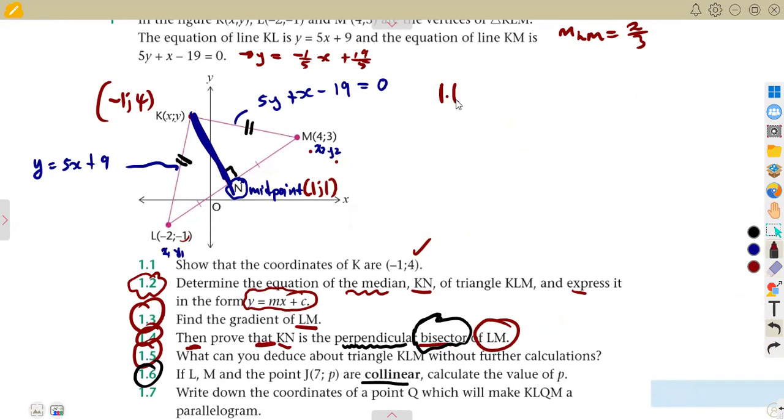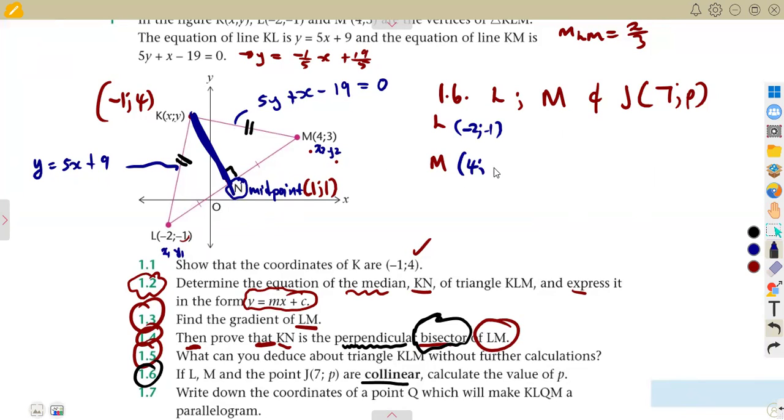That's 1.6. So we are given the point L, the point M, and the point J, which we do not know, or that we do not even have on the diagram. But L and M are points on the diagram. The point L is given on the diagram. This is (-2, -1). That's our point L. And the point M is also on our diagram, which is (4, 3).